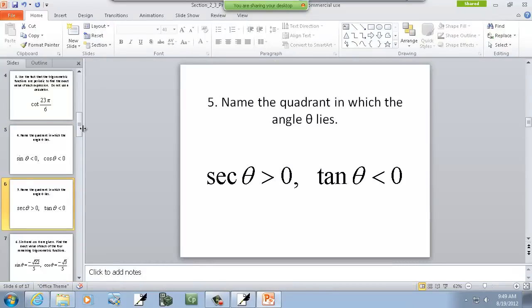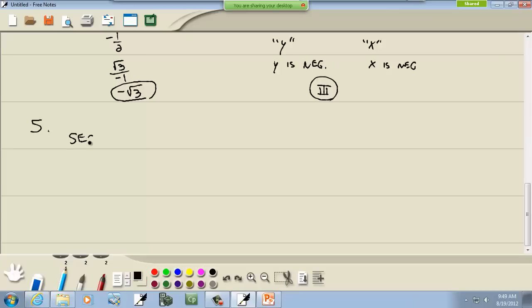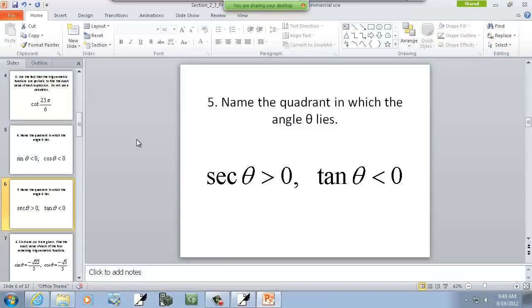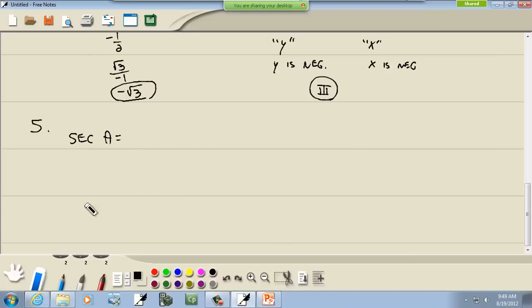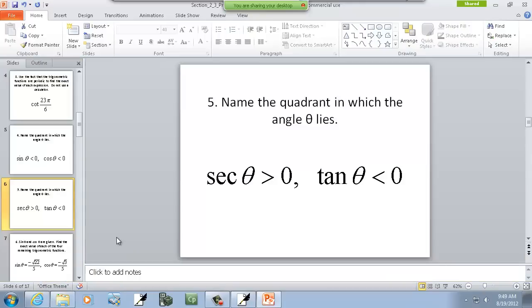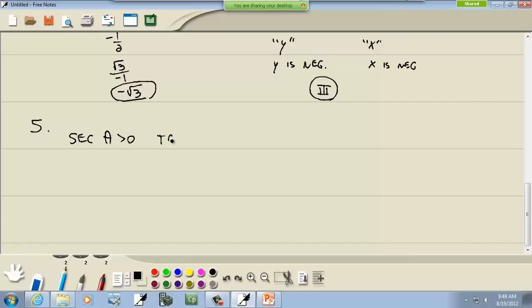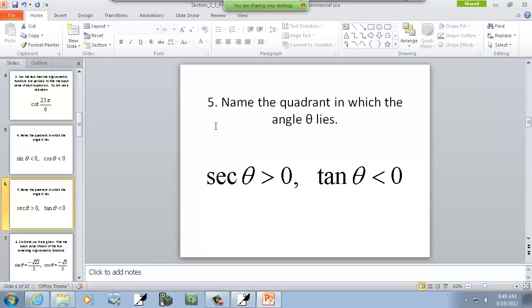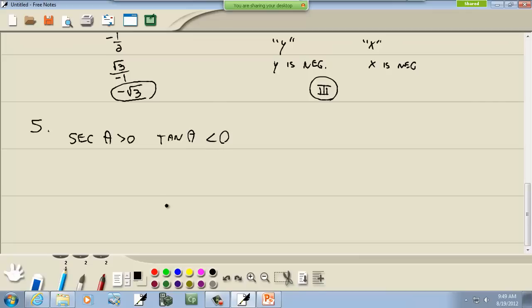Let's look at this next one. We got secant theta greater than 0, and tangent theta is less than 0. Now, secant. Remember, secant is tied to cosine, so secant is going to be 1 over x, and tangent is going to be y over x.